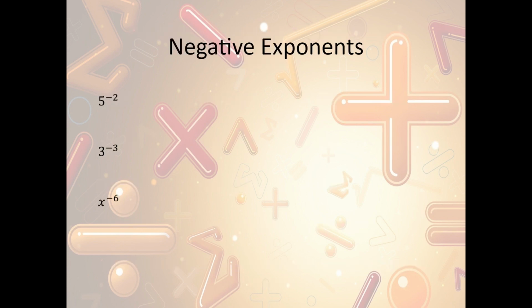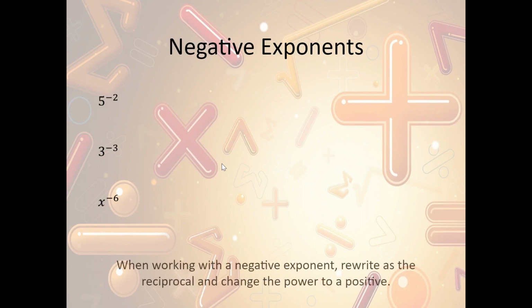Now let's take a look at negative exponents. A negative exponent looks like this, where it's 5 to the negative second power. Now here's the rule with negative exponents. When we're working with a negative exponent, we're going to rewrite it as the reciprocal, meaning instead of this being 5 to the negative second, we're going to write it as 1 over 5, and then we're going to change the power to a positive. So 5 to the negative second becomes 1 over 5 squared. So I made the power positive and put it under 1. Now I just do it like normal. So 5 squared is 25, so this is 1 over 25.